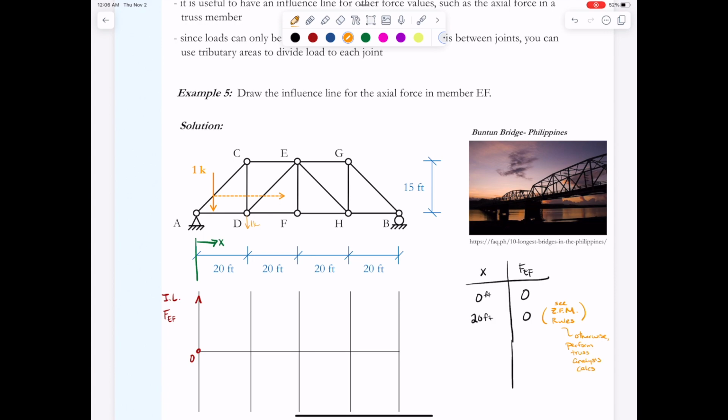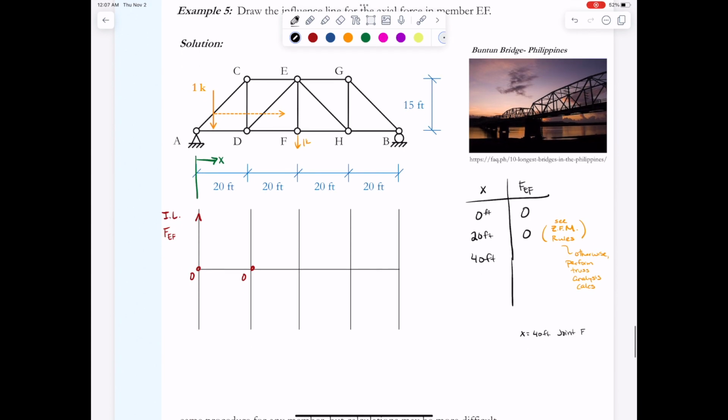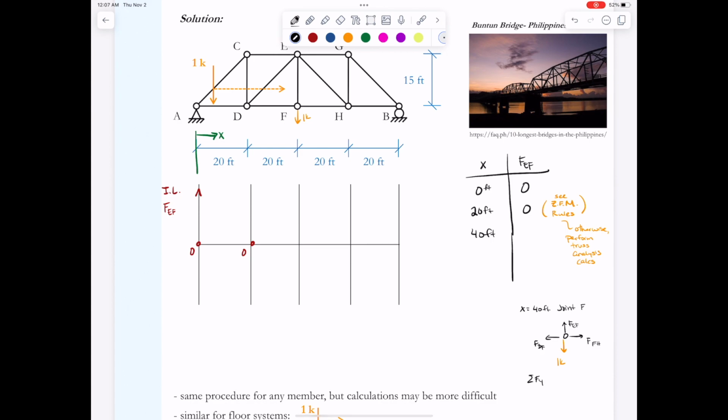When we move that one kip load over to point F, then we're going to have a value and we're going to have to solve for it. So I'm going to erase it from point D, put it at point F, and run my analysis. Again, this might be a difficult analysis. In this case, it's easy because I can just look at joint F and sum forces in the Y direction to quickly solve that FEF would have to be one kip tension under this applied load of one kip. And from the same logic, whenever the load is not at point F, it's a zero force member.